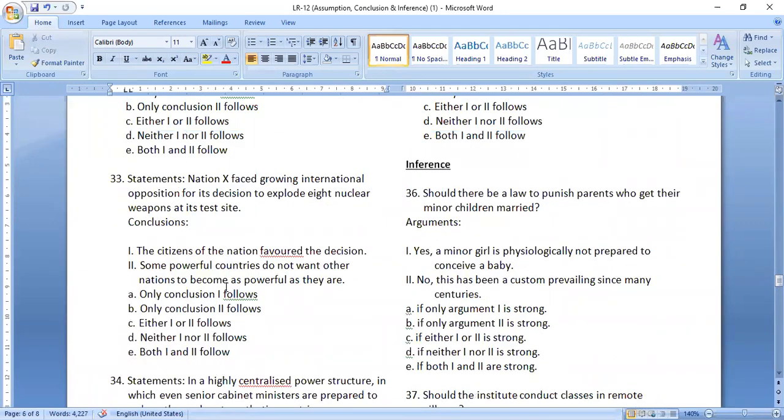So next, Nation X faced growing international opposition for its decision to explode 8 nuclear weapons at its test site.